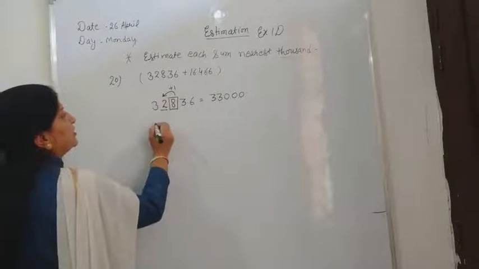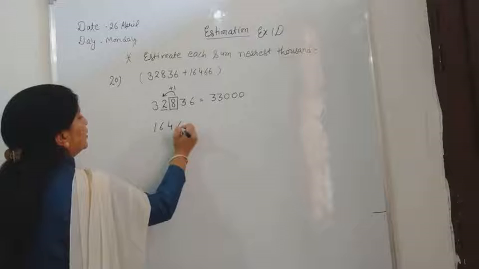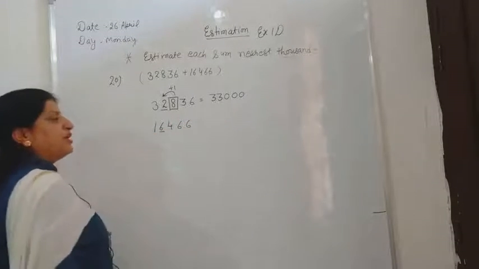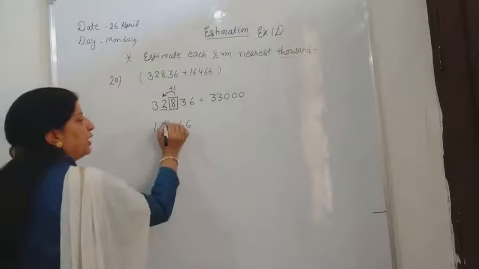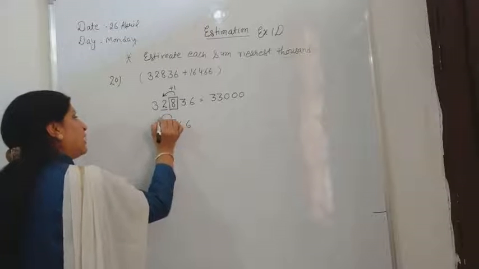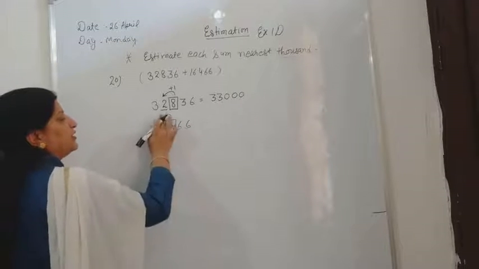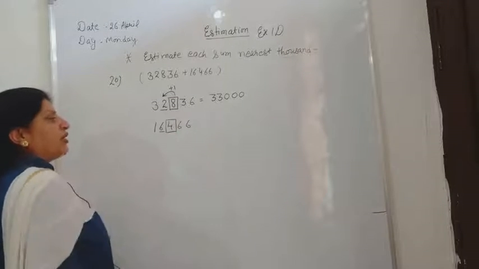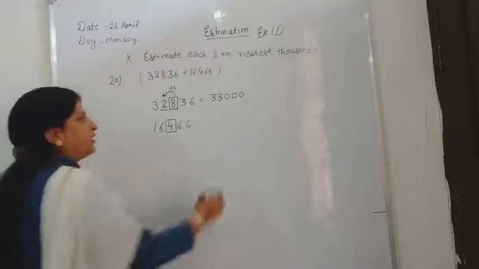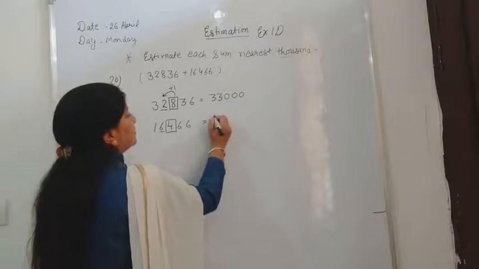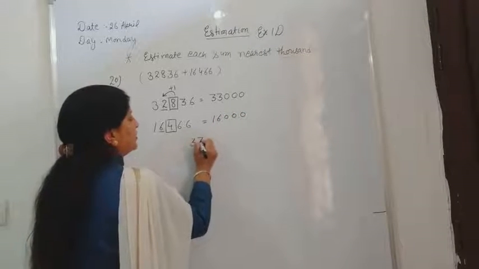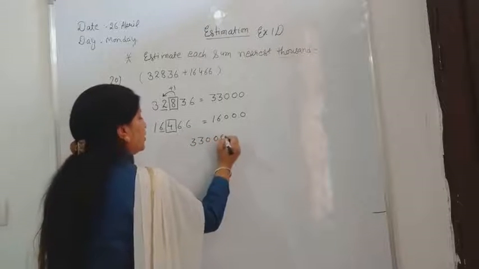Our next number is 16,466. Again we see the 1000 place number. 1000 place number is 6. So we underline this number, and again we see the 100 place number, that is 4. So we make a box, and now we see that this number is less than 5. So there is no addition in the 1000 place number and it is right as it is. So we write 16,000.